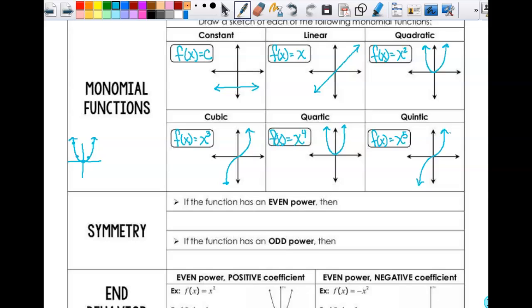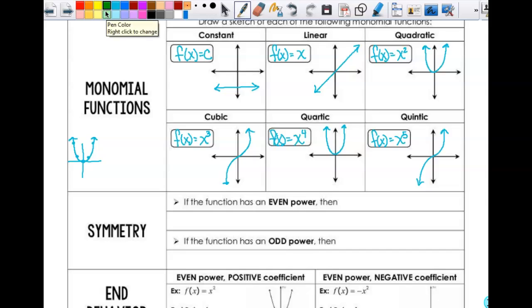So once we know up to cubic, then we pretty much got everything else, right? It's just skinnier because it gets bigger and smaller faster. Okay, so let's talk about, and again, this is just talking about our monomial functions, not any function in general.